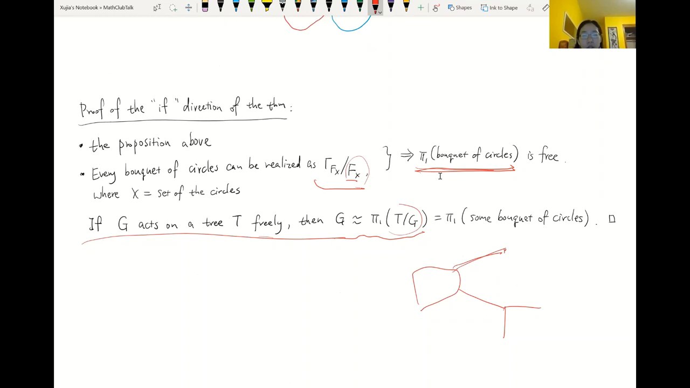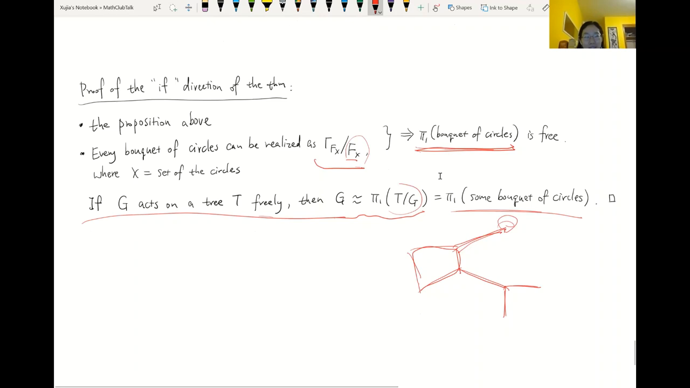But we can contract those edges one by one without changing its fundamental group. After contracting all of the edges that is not a loop like this, we'll end up with some bouquet of circles. Therefore, G is going to be isomorphic to the fundamental group of some bouquet of circles, which is free. Therefore, G is a free group. So that's the proof of this.